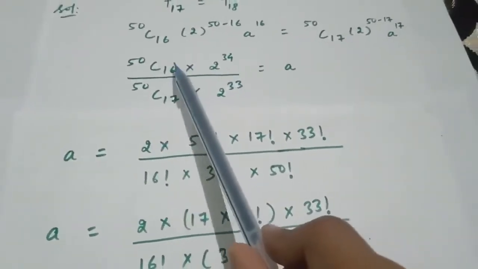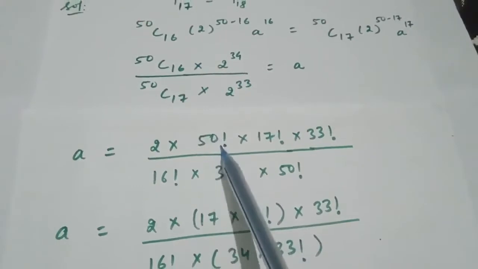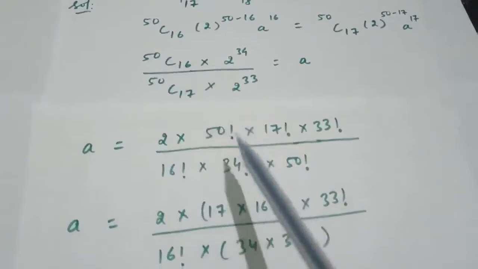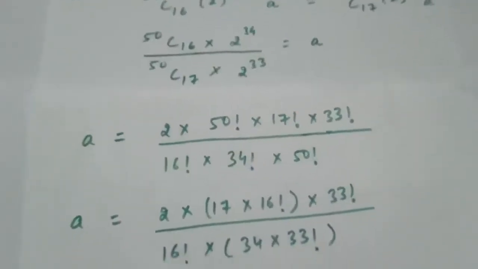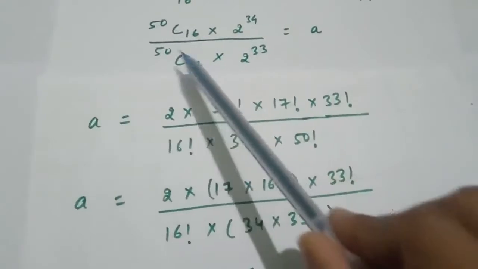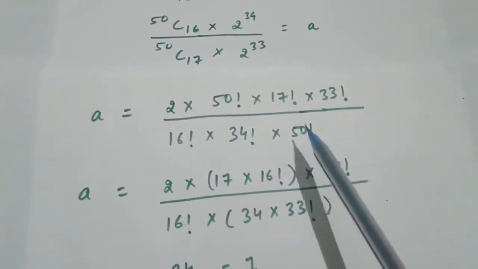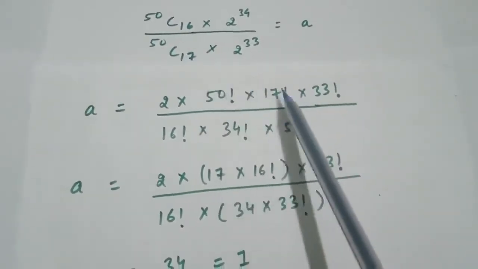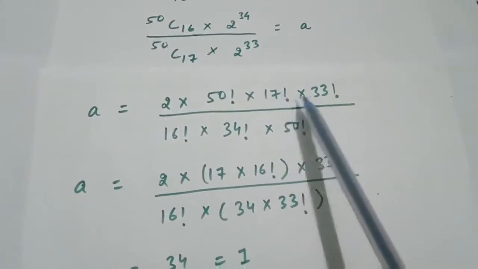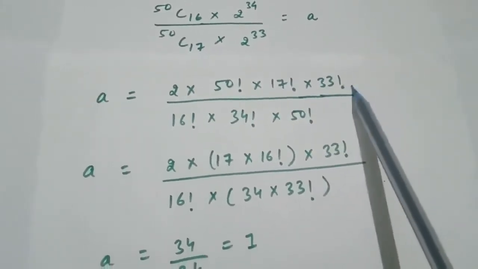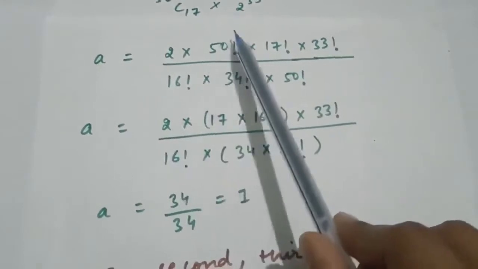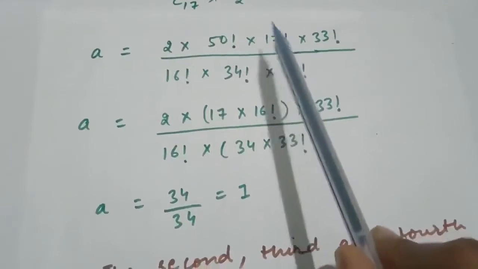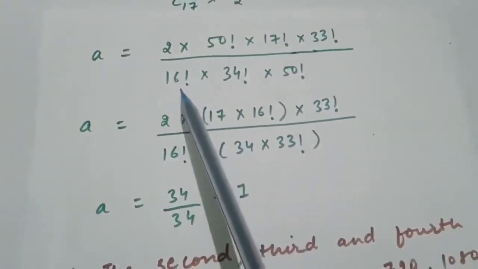Now solving this, 50C16 will be 50 factorial upon 16 factorial into (50 - 16), that is 34 factorial, right? And now solving this 50C17, 50 factorial upon, will go in the numerator only. So 17 factorial into (50 - 17), that is 33 factorial. Now how to solve this? 50 factorial will get cancelled. Here we have 17 factorial in the numerator. In the denominator it is 16 factorial.